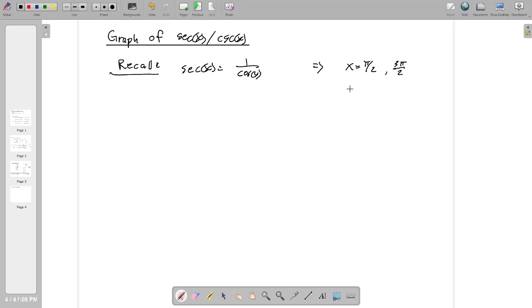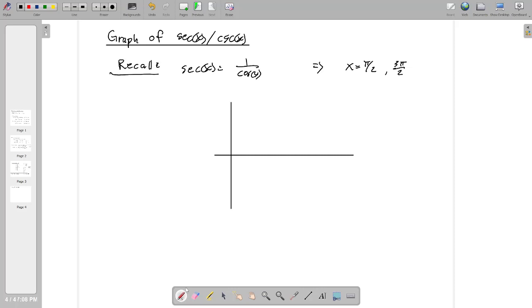What this then means is, if we tried to plug these values in for x here, cosine would give us a 0, and we would have 1 divided by 0, which is a vertical asymptote. So these two values are not in the domain of secant. They're in the domain of cosine, but they're not in the domain of secant.